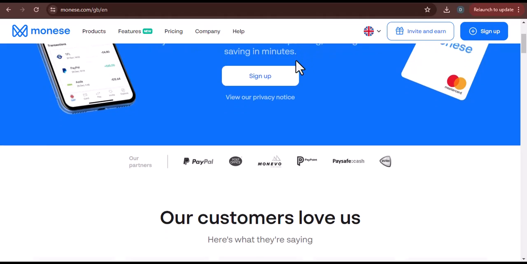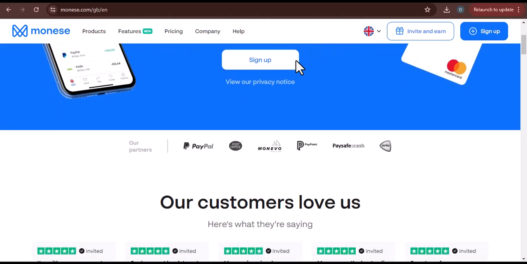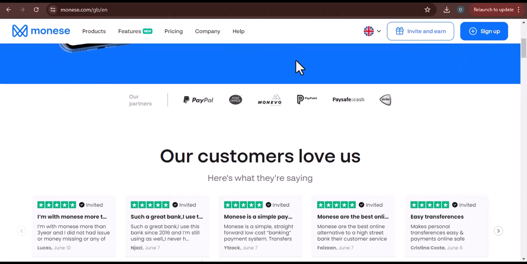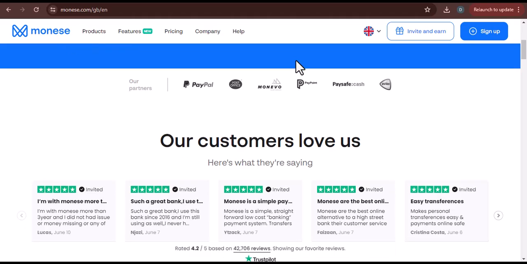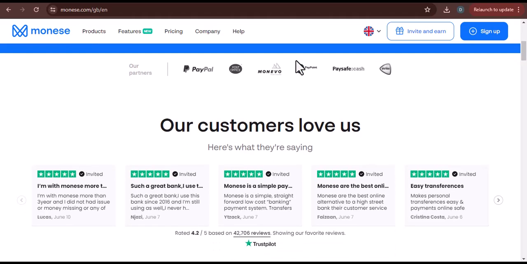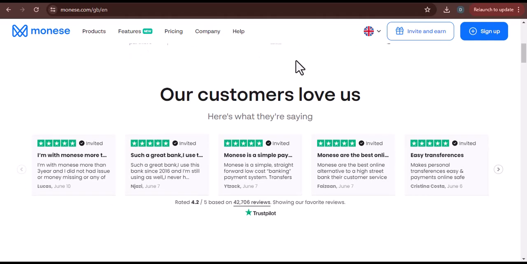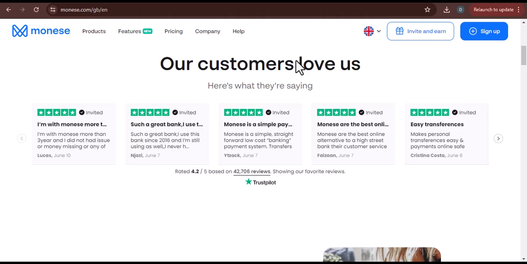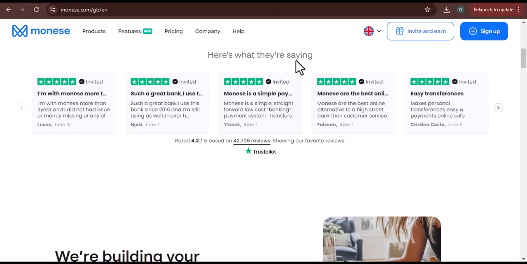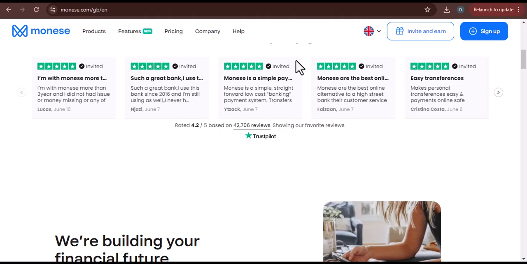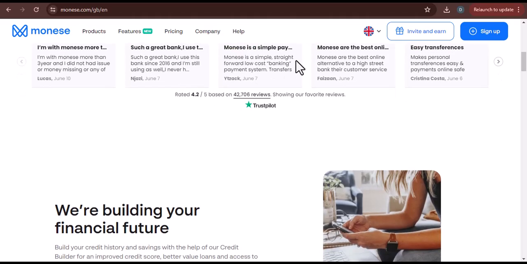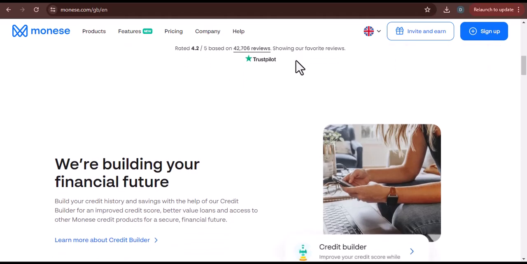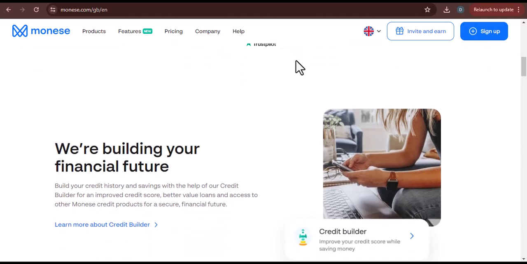Before we get started, I want to take a moment to talk about the importance of security when it comes to your finances. Monese is a great app, but it's important to be aware of the risks associated with using it. One of the risks is that your account could be hacked. If this happens, the hacker could use your account to make unauthorized payments. That's why it's important to know how to block a payment on Monese. If you notice any unauthorized activity on your account, you can block the payment to prevent the hacker from getting your money.